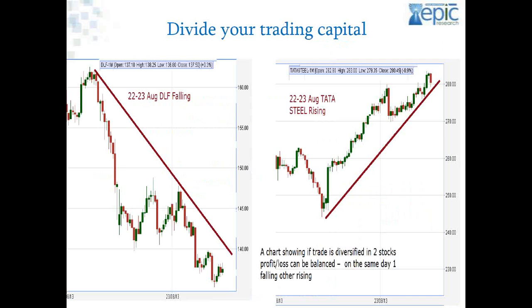Now this is how you can use diversification. There are 2 charts which we have put in, DLF and Tata Steel. On the DLF chart, let's say the trader was long in DLF and short in Tata Steel. So if he is making a loss in one particular trade, he will be making a profit in another trade. This way he can diversify his trades and eradicate the chances of huge losses on one particular trade.